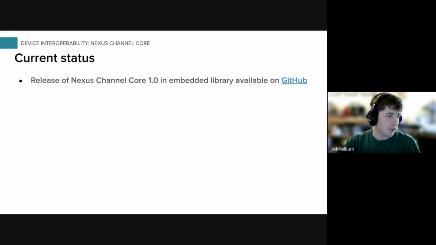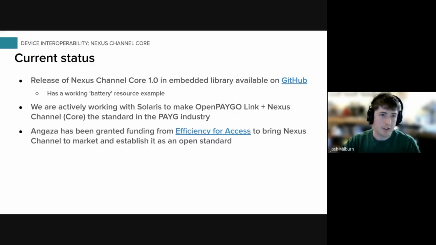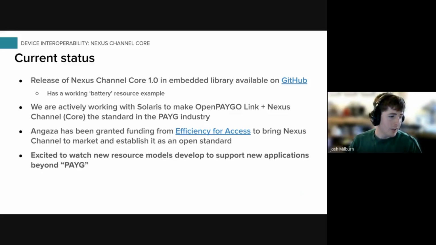Currently we have a release with some examples on GitHub of battery resources implemented, and you can run that on a microcontroller. We've been granted resources from Efficiency for Access to bring this out as an industry standard, and we're actively working with Solaris, who's developed a really innovative lower link layer, from defining how things should be wired electrically up to how the bytes are sent on the wire. So devices can connect using that link layer and then run Nexus Channel Core on top of it for these higher level application examples. That's all I have to talk about right here.